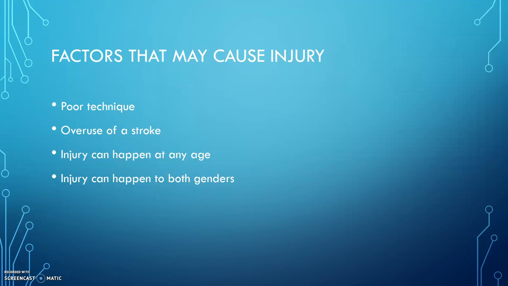Factors that can cause injury in the sport of swimming: poor technique. If you have poor technique, you can cause a lot of problems for yourself, like raising your shoulder wrong, kicking wrong, any way like that can cause injury. Just making sure you have the proper technique in order to make yourself not be injured.